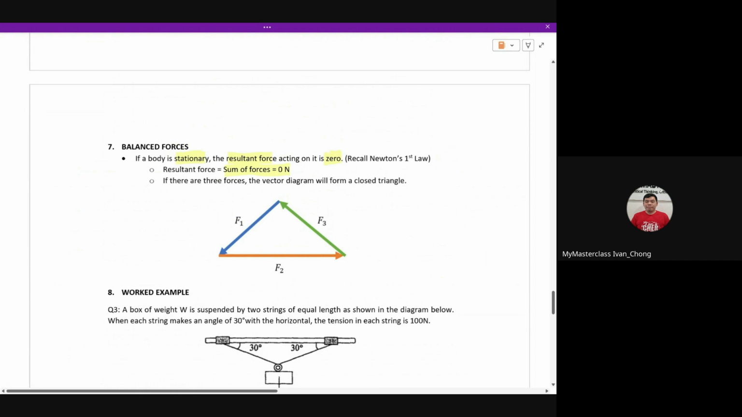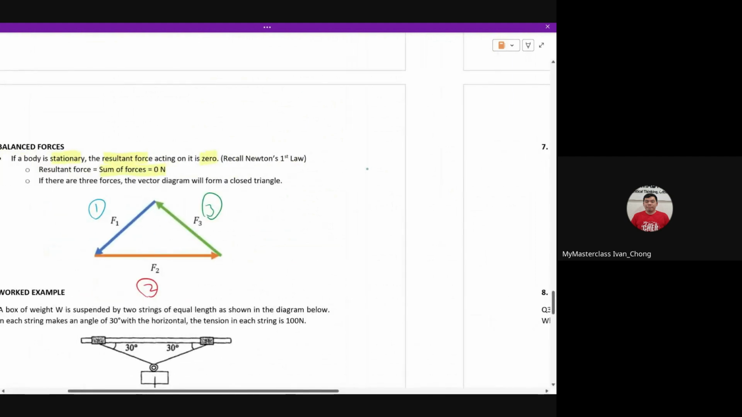So now, let's say I pick number 1, number 2, and you have number 3, right? So let's say we take number 1 and number 2. You have number 1, and you have number 2, and you notice these are head to tail, right? So how do we draw? We will draw your resultant vector from start to end. You'll notice that it's in this direction. This is your resultant, right?